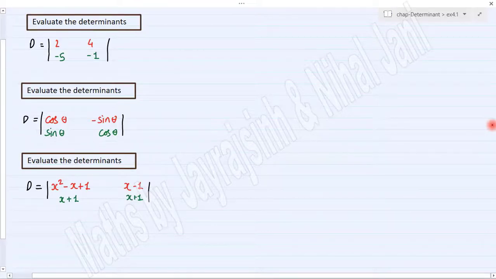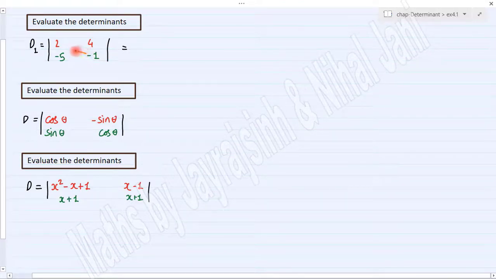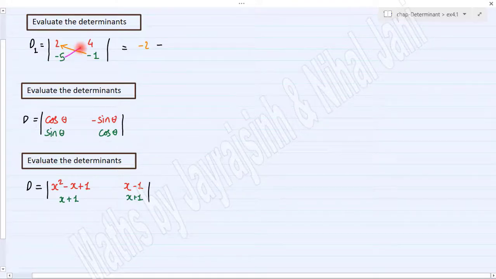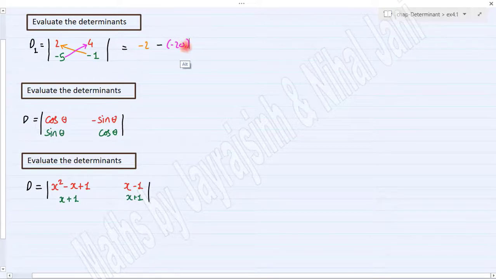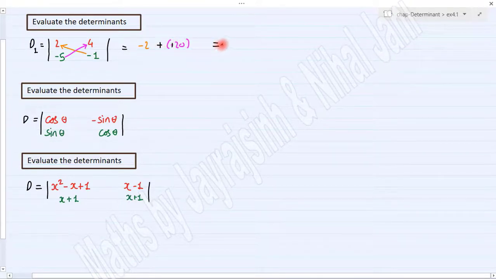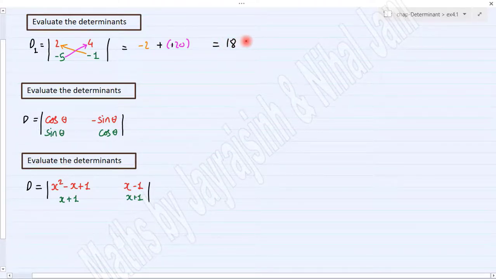In this question, we have to evaluate the determinant D1, which is of order 2 cross 2. To obtain this determinant, we have to cross multiply. This minus 1 multiplied with 2 will give us minus 2, minus 5 into 4 will give us minus 20. So minus minus becomes plus, and we just have to take 20 minus 2, which will give us 18. Here's your final answer. Ta-da!